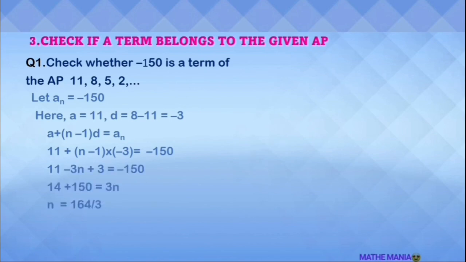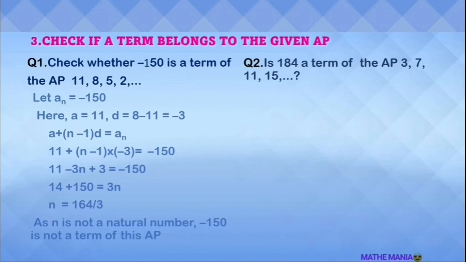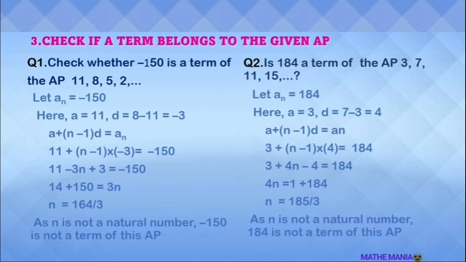Now, as I discussed in the beginning, n is always a natural number. If you get a natural number, that means this term is a term of the given AP. But here you can observe that the value of n is coming 164 over 3, which is not a natural number. It means minus 150 is not a term of this AP. Is it clear, children? So can you try the next one yourself? So what do you observe? Is it a term of the AP? No, because 185 is not divisible by 3 and hence it is not a natural number.